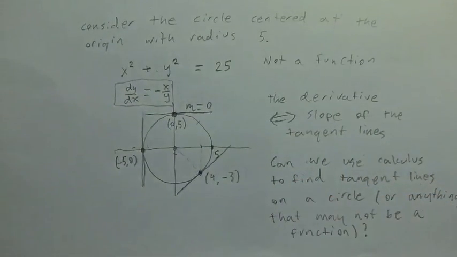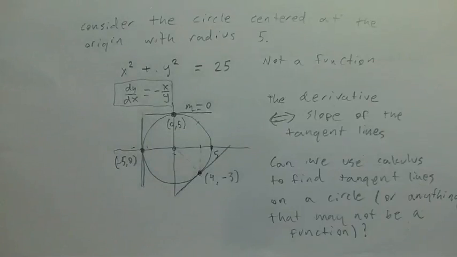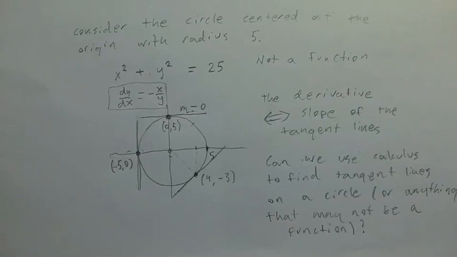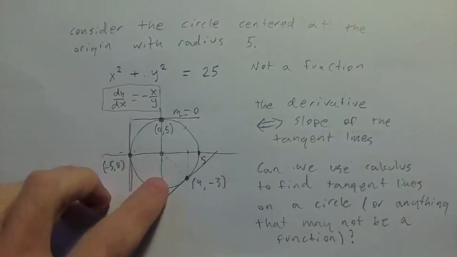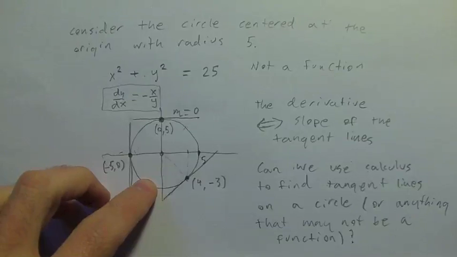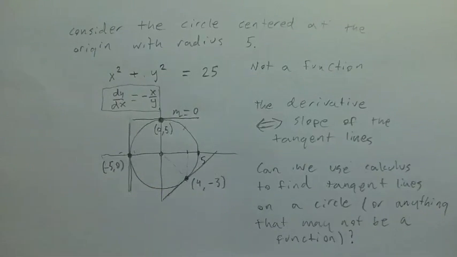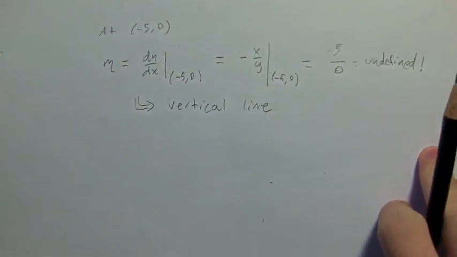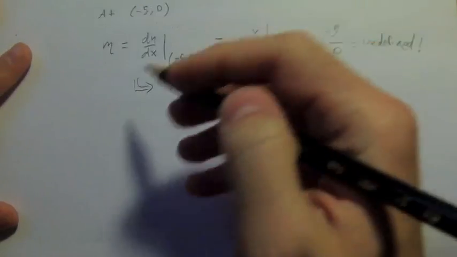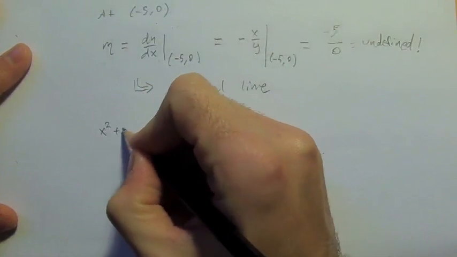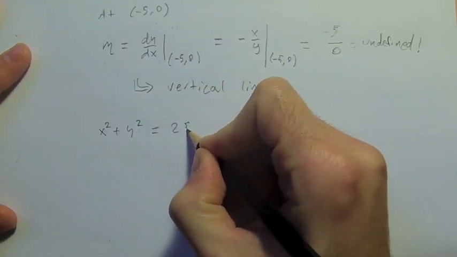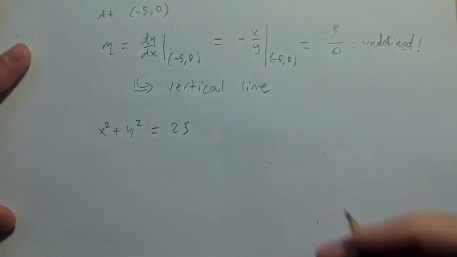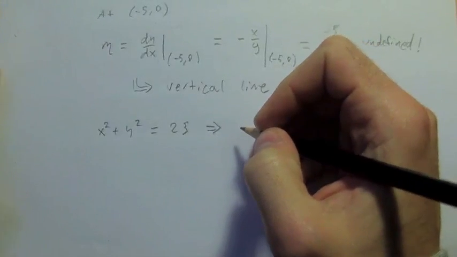Okay, so yes, the answer to our question is we can still find the slopes of tangent lines. We can still do that using the idea of the derivative, even if we don't have a function y equals something of x. We can still do it even if we have more complicated expressions. And some of you may be thinking, well, if you had x squared plus y squared is equal to 25, couldn't you just solve for y and get it to be a function of x?